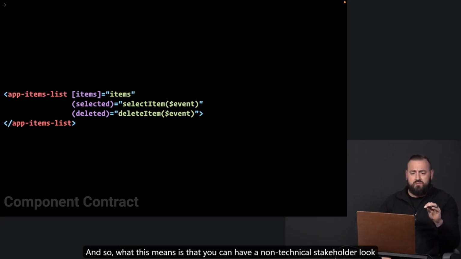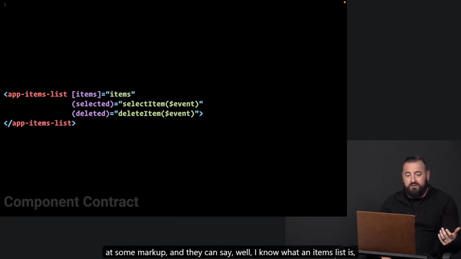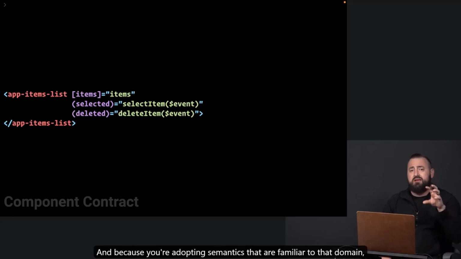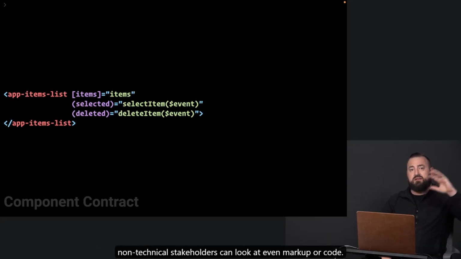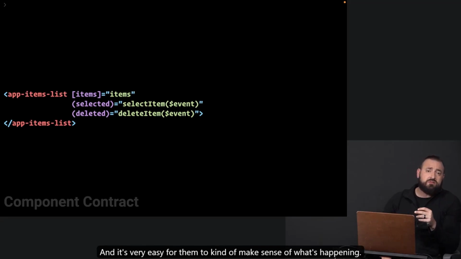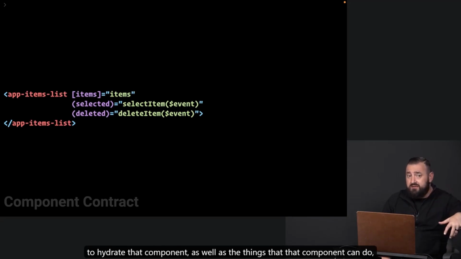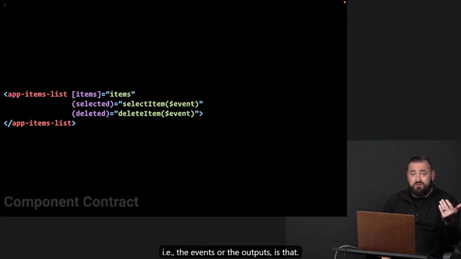And so what this means is that you can have a non-technical stakeholder look at some markup and they can say, oh, well, I know what an items list is, or I know what a contracts list is. Because you're adopting semantics that are familiar to that domain, non-technical stakeholders can look at even markup or code, and it's very easy for them to make sense of what's happening, by even defining the specific inputs or properties that you can use to hydrate that component, as well as the things that that component can do, i.e. the events or the outputs.